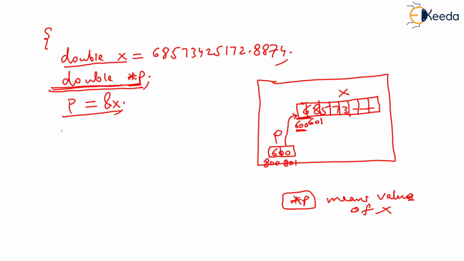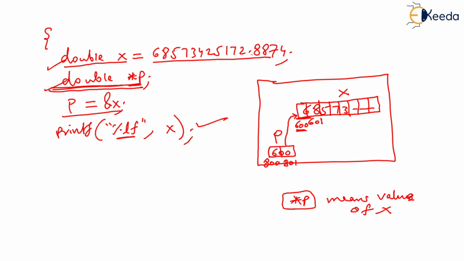So what if I put printf %lf? Yeah, I will have to use %lf format now because I've used double now. So the format is %lf x. This is very simple. I am printing x. So this value will be printed on the output, this large value.